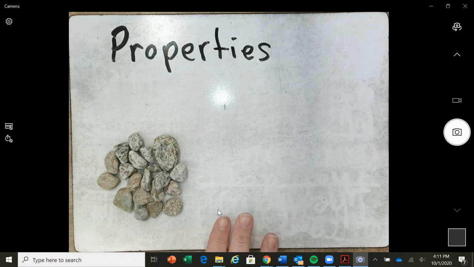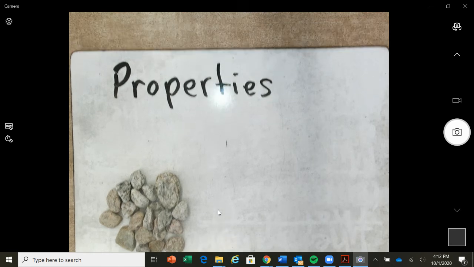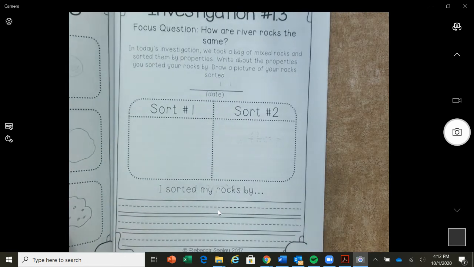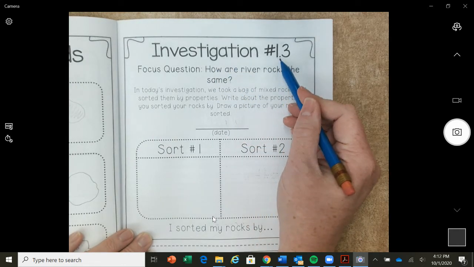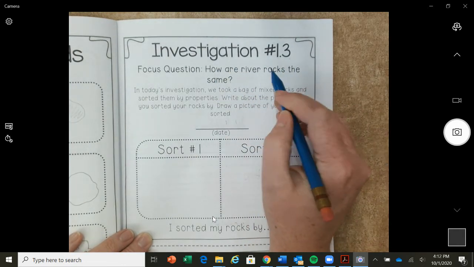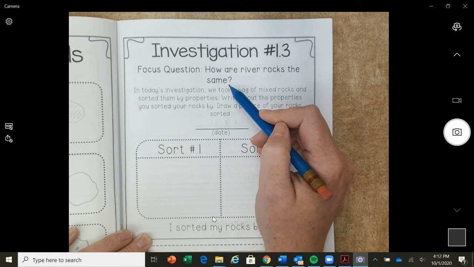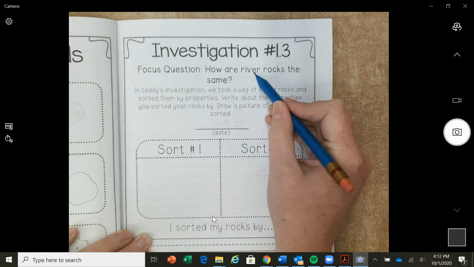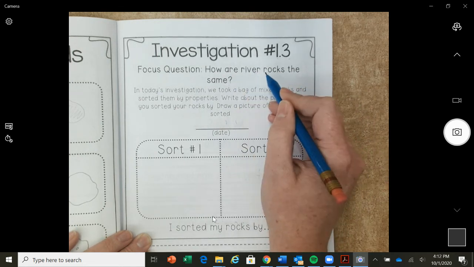So what I would like you to do today is take your rock collection and sort your rocks. I'm going to show you the notebook page. I know it looks like we're going backwards because this one says investigation 1.3, and we did 1.4 last time. The focus question is, how are river rocks the same? I just did my river rocks. You might not have river rocks, but we can call your rocks river rocks. They're like your home rocks. How are home rocks the same?